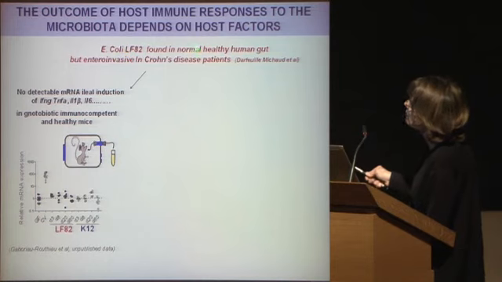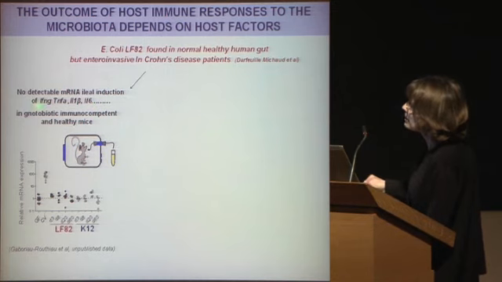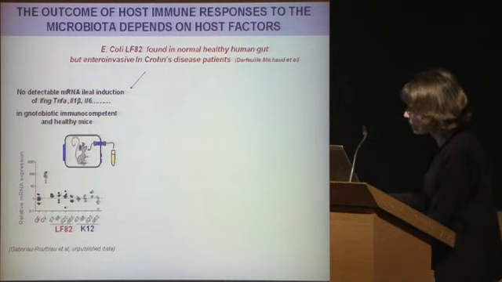coli, which is found in the normal healthy gut, but is largely enriched in the ileum of Crohn's disease patients where it becomes enteroinvasive. If you take these bugs and put them in gnotobiotic immunocompetent healthy mice, there is absolutely no evidence of induction of a pro-inflammatory response, either gamma interferon, TNF-alpha, IL-1 beta, or IL-17, and these bugs behave exactly like K12.